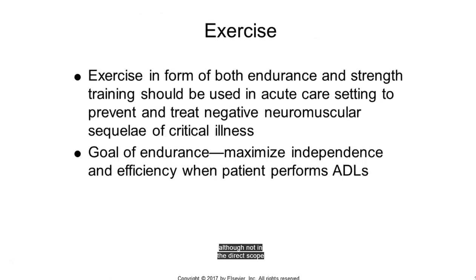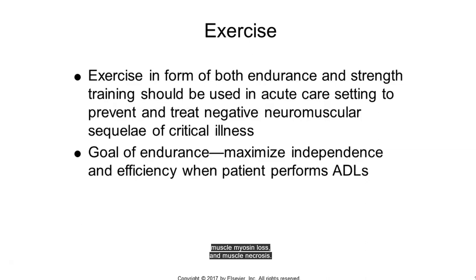Although not in the direct scope of care of the respiratory therapist, exercise in the form of both endurance and strength training should begin in the acute care setting to maximize independence and efficiency when the patient is performing ADLs. Critical illness neuromyopathy is the most common peripheral neuromuscular disorder seen in the ICU and often presents as profound extremity and respiratory muscle weakness. Neuromuscular weakness can also result from systemic inflammation, hyperglycemia, axonal nerve degeneration, muscle myosin loss, and muscle necrosis.